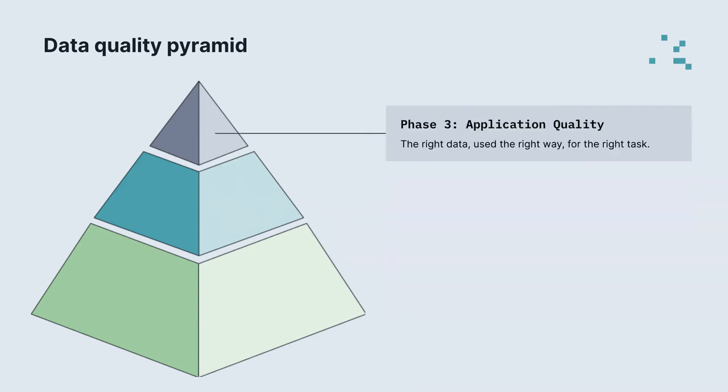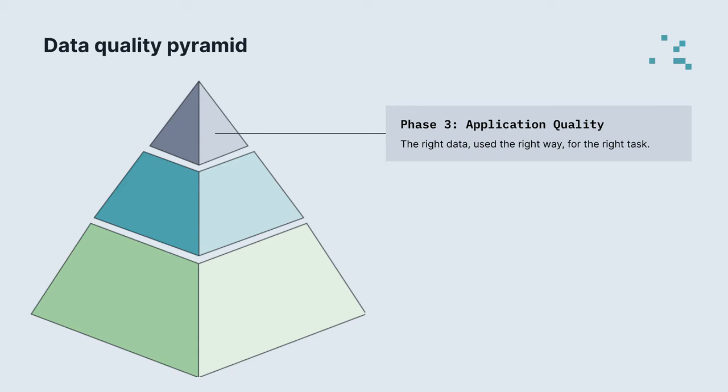And the last phase of the data quality pyramid is this application quality, where, as we say here, the right data is used in the right way for the right task at the right time. Now, this is usually the holy grail of master data management, data governance, where everybody knows what data is available, where it's located, what the state of it is, what they should use and should not use, and are able to access it in an easy and efficient manner.